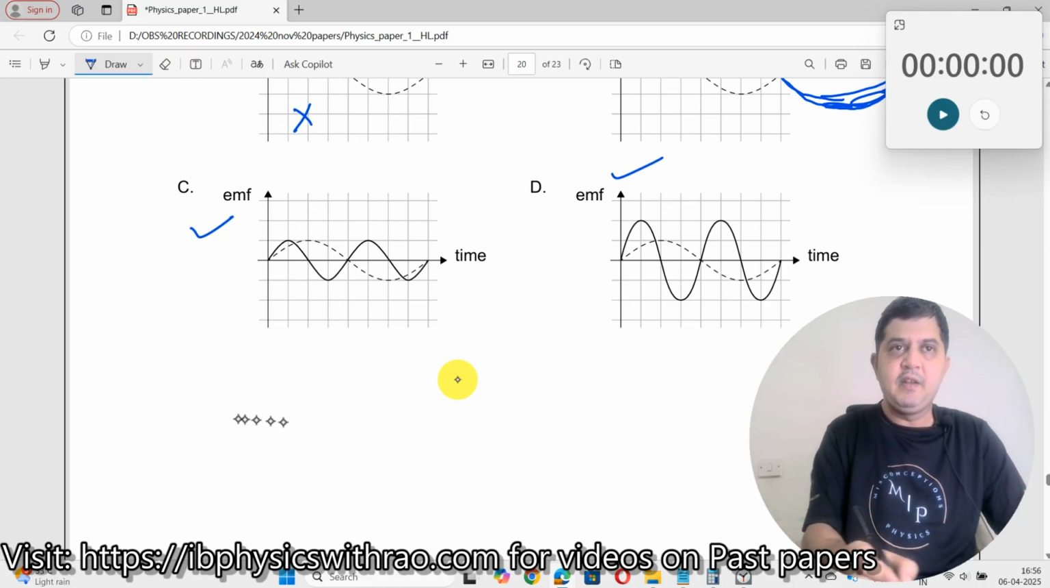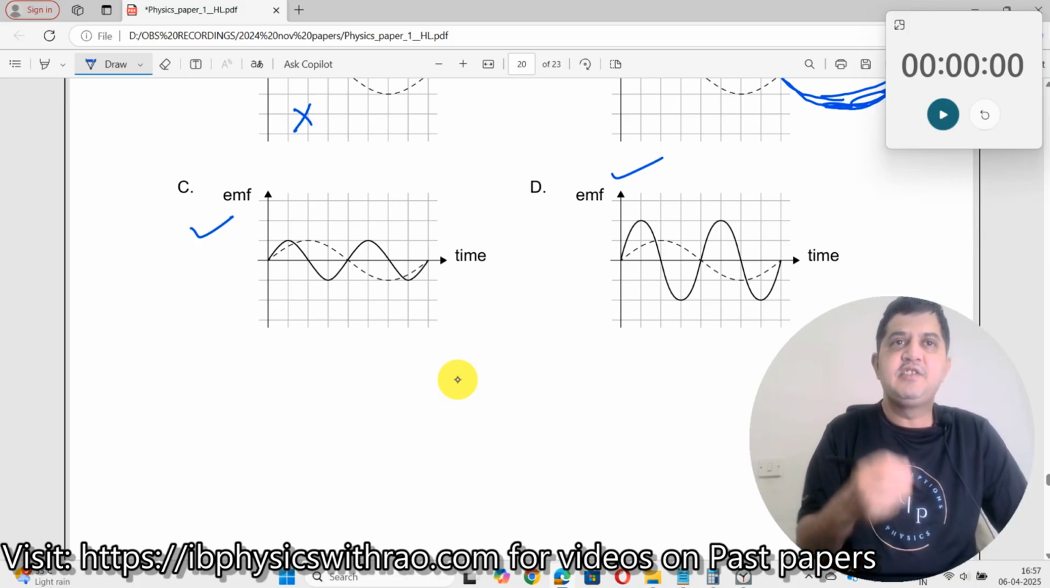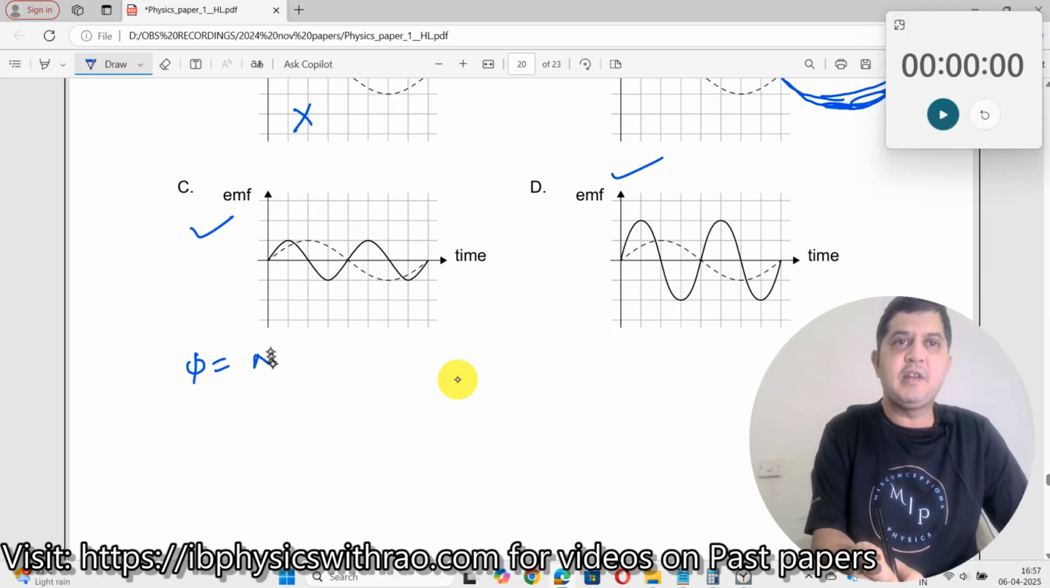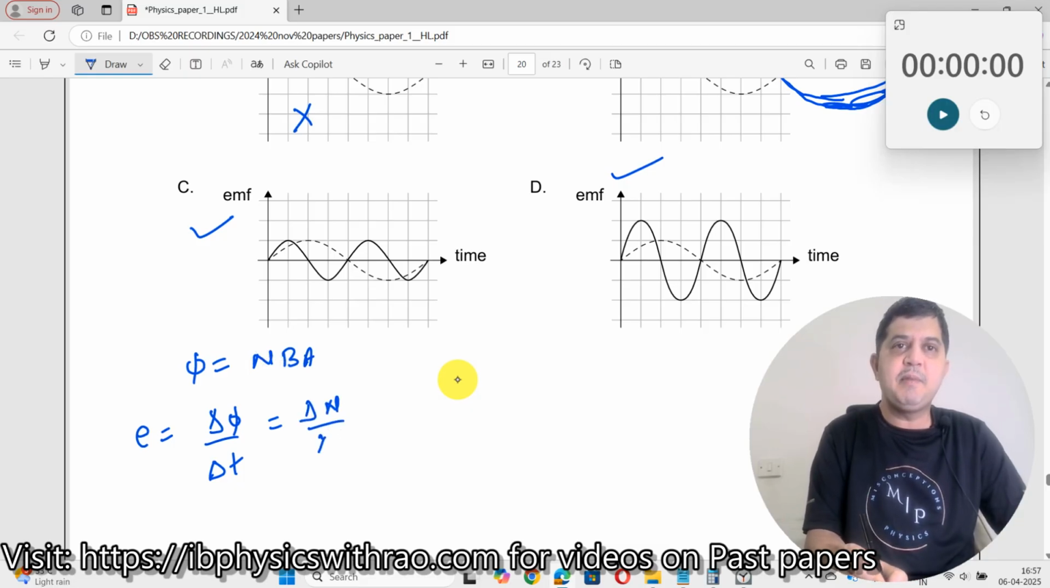Now once again, why do we get an EMF? We get an EMF because there is a change in the flux. Now how do I calculate the flux from the given parameters? The flux is given by the formula NBA. So I can calculate the EMF using E equals delta phi by delta T. Now is B changing? B is not changing. Is A changing? A is also not changing. What is changing? N is changing. So this should be delta N by delta T into BA.